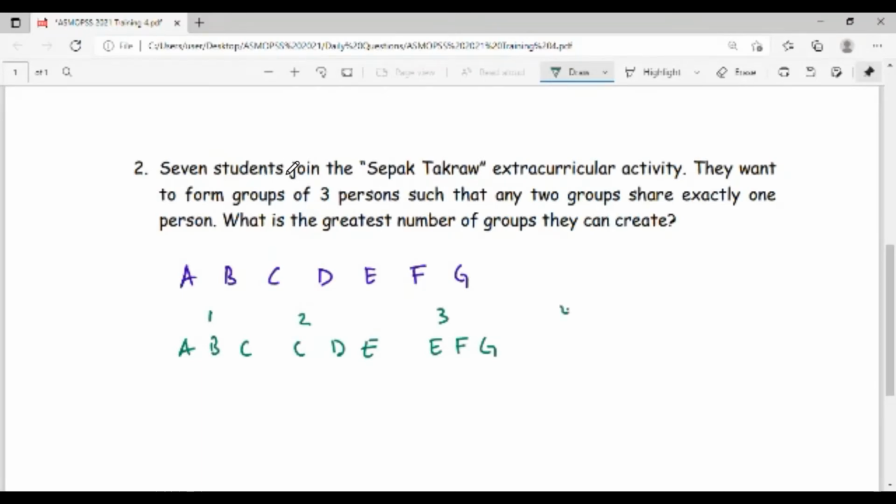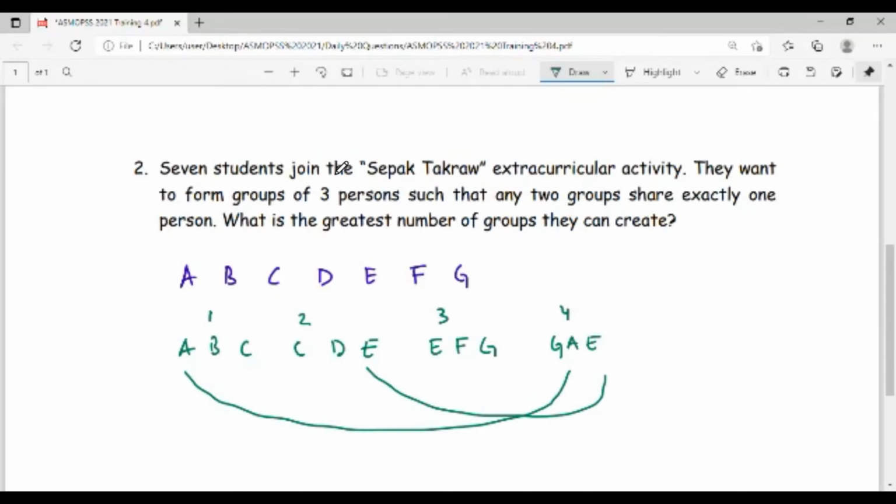So the 4th group I can have is, I will start with G, then I will take 1 person from group 1, A, and then I will take 1 person from group 2, that is E. All right, now they don't share more than 1 person, right? When you compare group 4 and 1, they only share A. When you compare group 2 and 4, they only share E. So it is still okay.